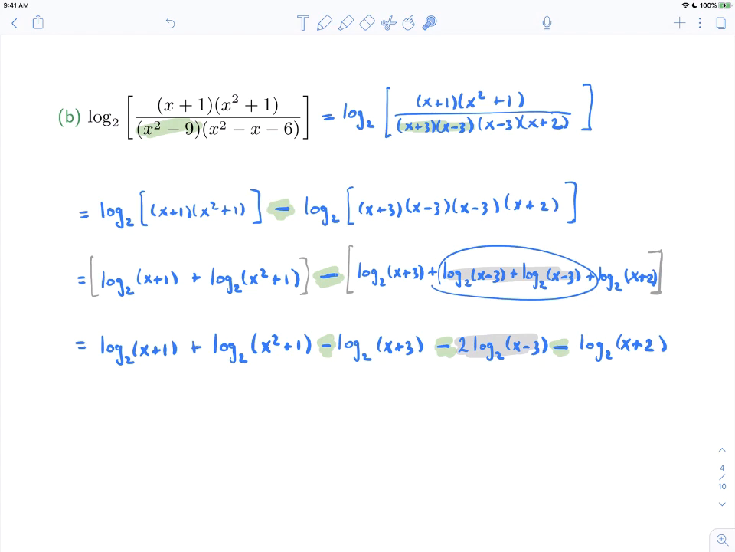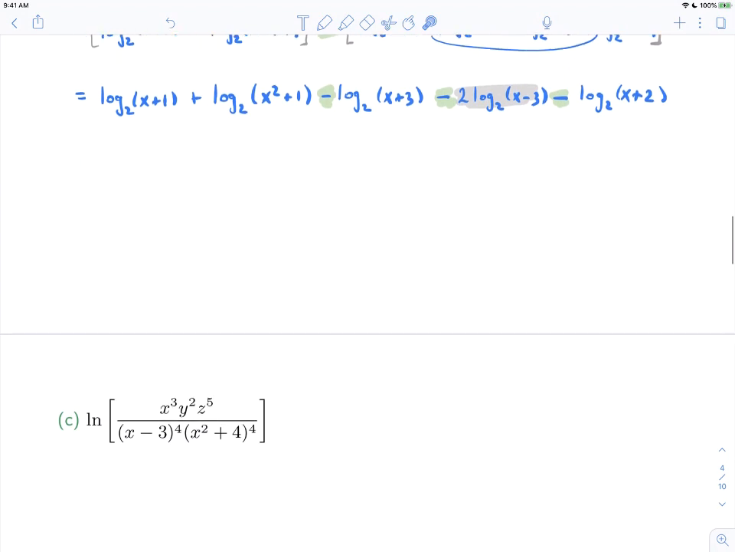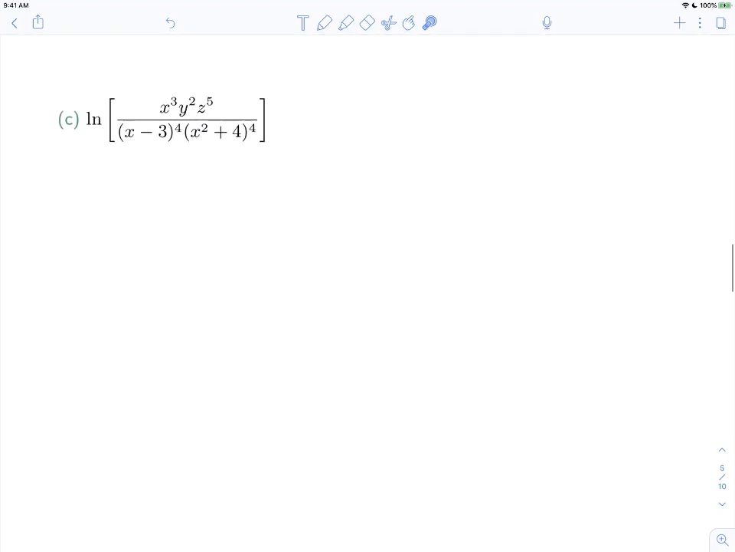We weren't able to expand this entirely into logarithms of linear terms because of this term right here, x squared plus 1. That doesn't factor. But we were able to expand it into terms that were as simple as possible. Let's do another one.